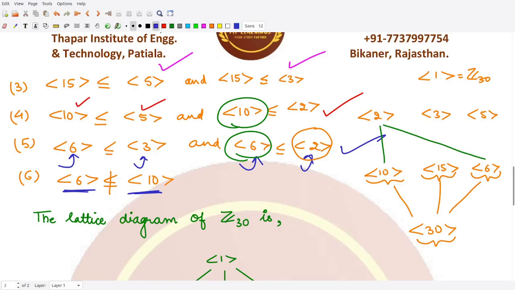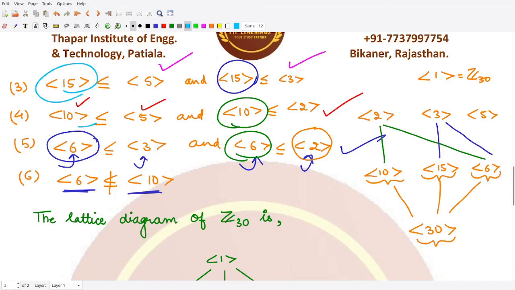Next, you can see that for 3, the subgroup generated by 6 is a member of this, and the subgroup generated by 15 is a member of this. What about the subgroup generated by 5? You see the subgroup generated by 15 is a member of it, and the subgroup generated by 10 is a member of it. So you have this and this here, right? Similarly, all of them are contained in the subgroup generated by 1, right? So eventually 1 contains all the subgroups through these lines.